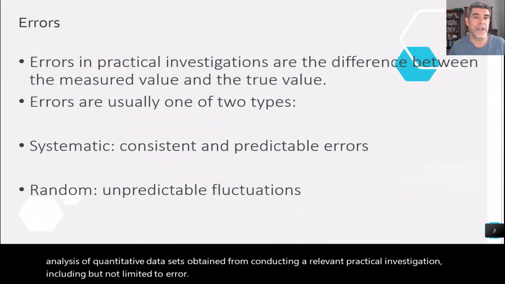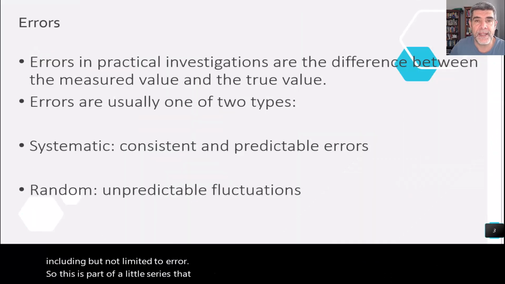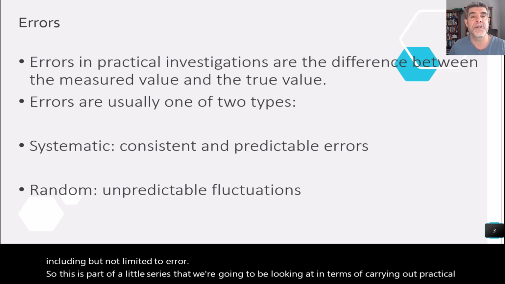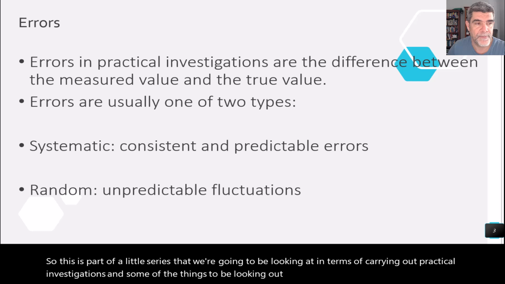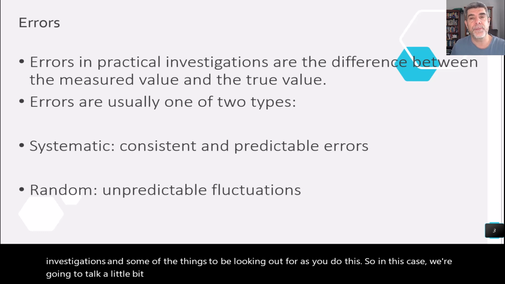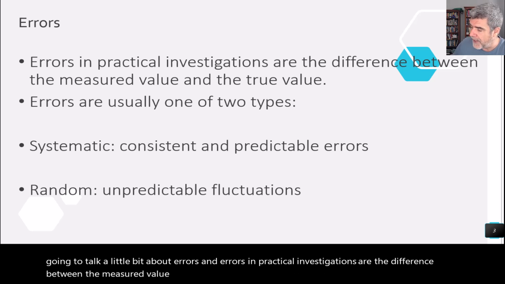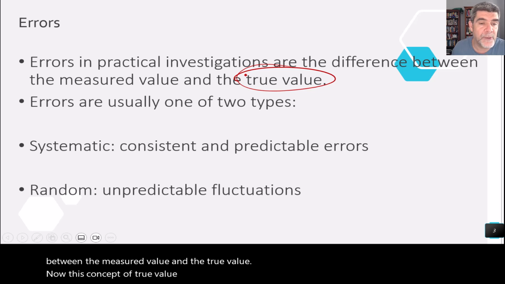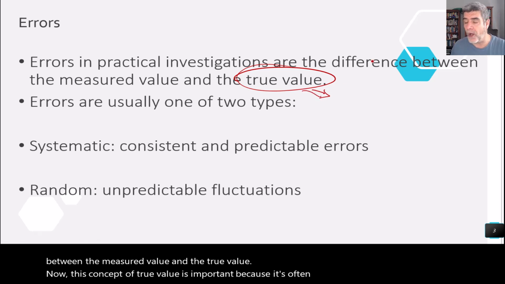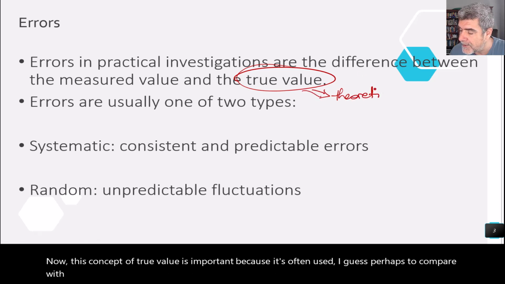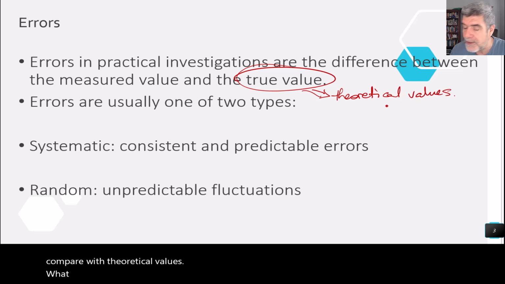So this is part of a little series that we're going to be looking at in terms of carrying out practical investigations and some of the things to be looking out for as you do this. In this case, we're going to talk a little bit about errors. Errors in practical investigations are the difference between the measured value and the true value. Now, this concept of true value is important because it's often theoretical values, what we would expect if conditions were ideal. And of course, that doesn't always happen.